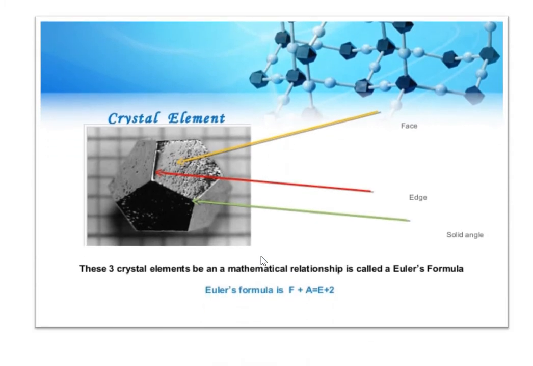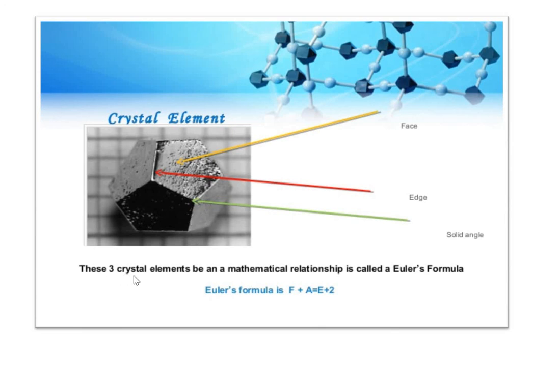Now, we have to study the elements of the crystal. See, these are the elements of the crystals. We say face, edge and solid angle. This yellow colored arrow indicates the face of the crystal. This red colored arrow indicates the edge of the crystal. And this green colored arrow indicates the solid angle made by the edges of the crystal.